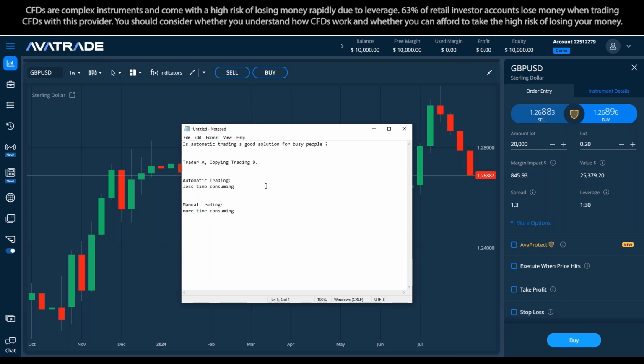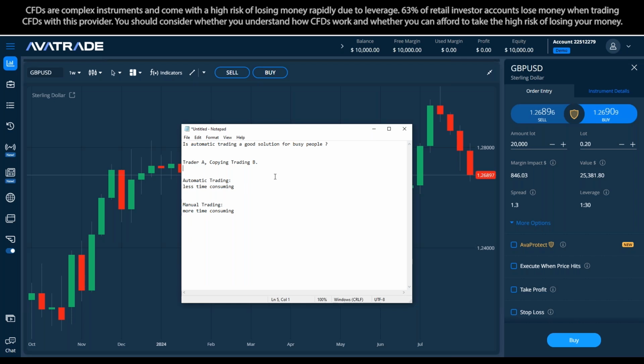Correct. If the other trader is successful, I will be successful. Thank you, Sarah. Very simple. If I'm copying someone, if the person that I'm copying is successful, I'll be successful, and that's great. However, if I'm copying somebody who is not good, or maybe he is good, but at the time that I'm copying, the performance is not great, I will have the same results, right?